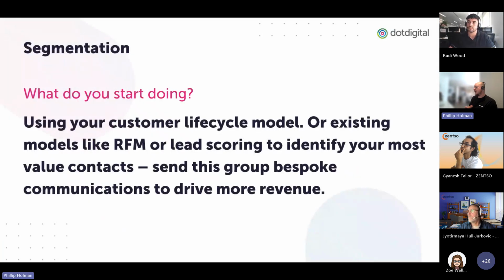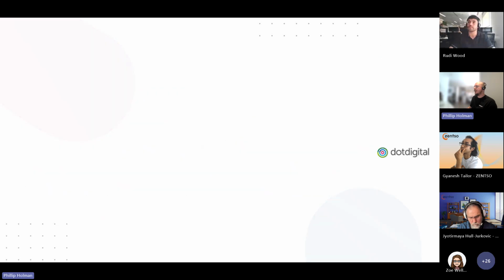So, what should you start doing? As I said, it's quite simple tactic. Go away, have a look at your data. Speak to Zentso if you don't trust your data. Get your data into your email marketing platform. Ask your email marketing platform, have you got RFM? Do you have lead scoring? We have a postcode. What can we do? And if all else fails, maybe just have a look at the engagement rates. So could we have non-engaged, high engagement, medium engagement, and start to treat the customers a little bit differently?